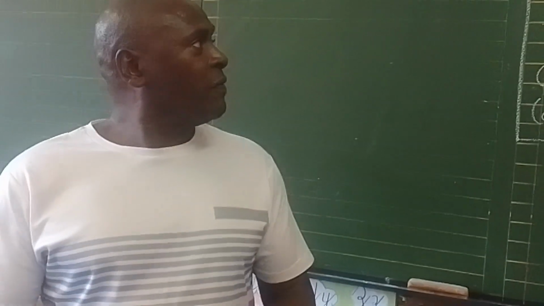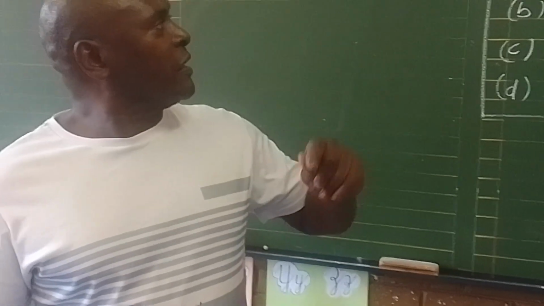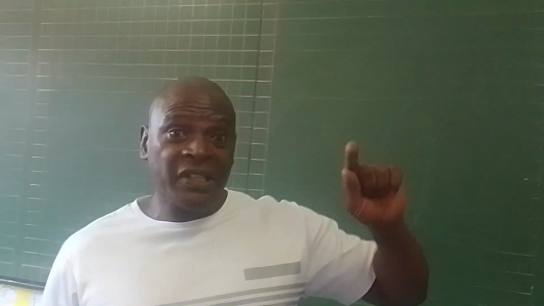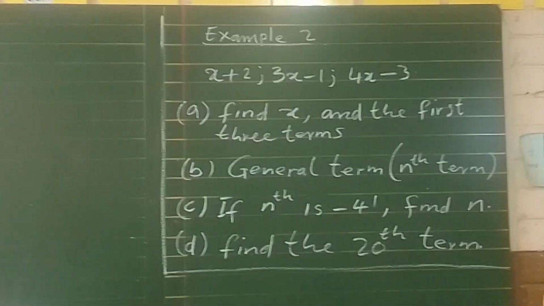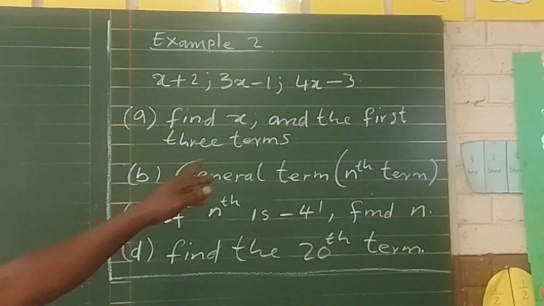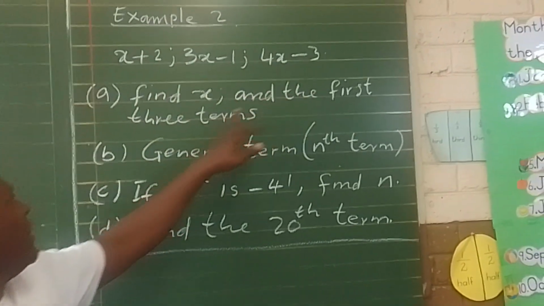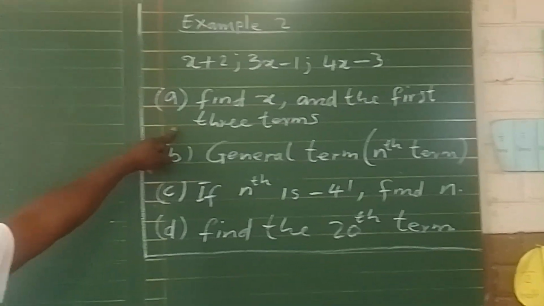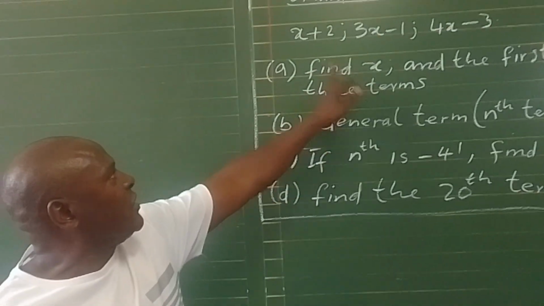Welcome back, grade 12. We were doing arithmetic sequence and series, and in the previous video I left you to do example number 2. We were given x plus 2, 3x minus 1, and 4x minus 3. These are the first three terms that were given. Then the first question wants you to find the value of x and the first three terms.